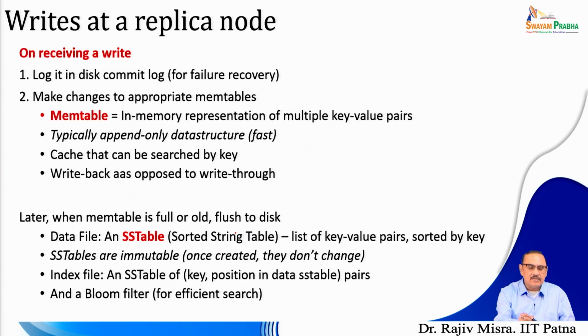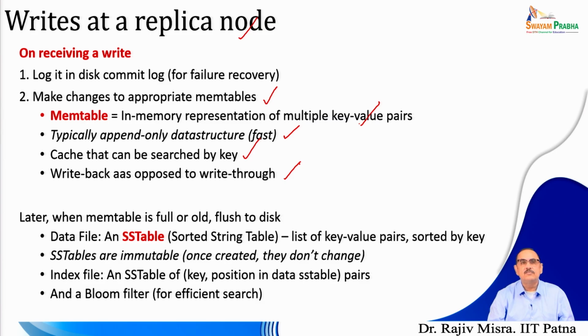So, writes at the replica nodes. On receiving a write, it logs it in the disk commit log, that is for failure recovery, and makes the changes to the appropriate mem table. Mem table is an in memory representation of multiple key value pairs, typically an append only data structure, and that is why it is very fast. It is a cache that can be searched by the key, and it is write back as opposed to write through.